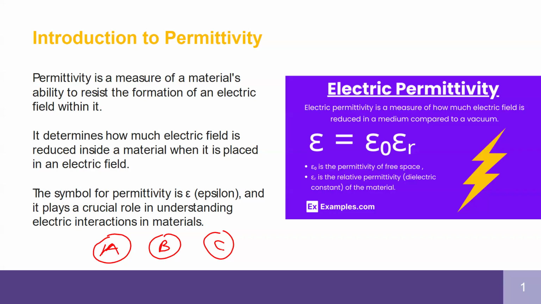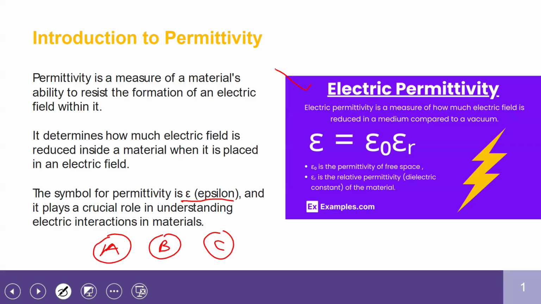So this is also very interesting, that you should understand that permittivity can determine how much electric field is reduced inside a material when it is placed in an electric field. And the symbol for this permittivity is epsilon. As we can see from here, it's represented as epsilon, and it plays a crucial role in understanding electrical interactions in materials. So as we can also see from this angle, electric permittivity is a measure of how much electric field is reduced in a medium compared to a vacuum.